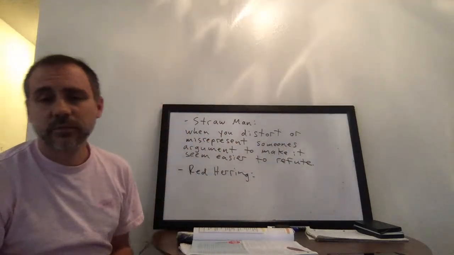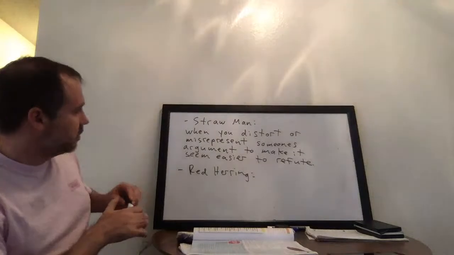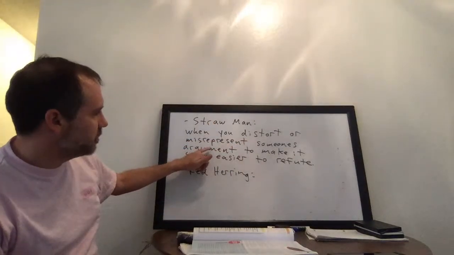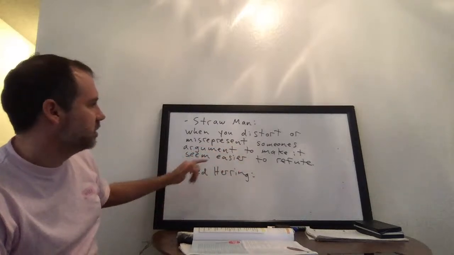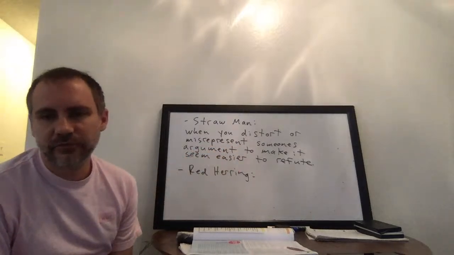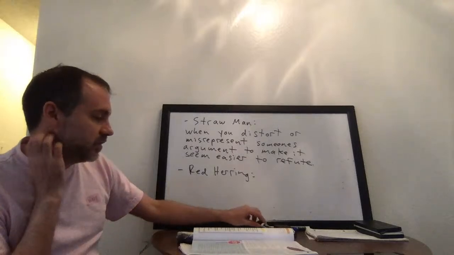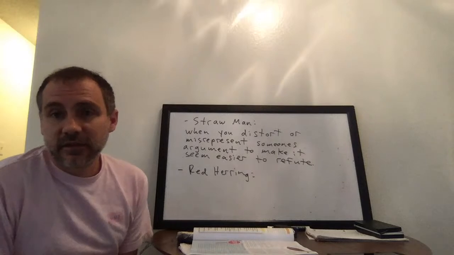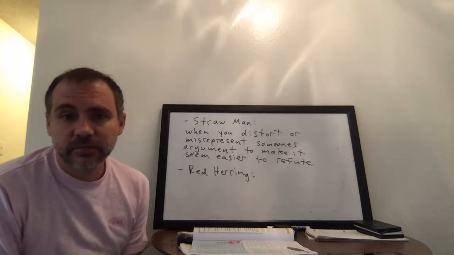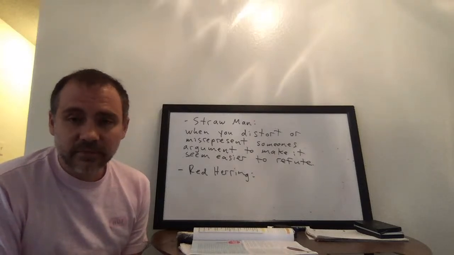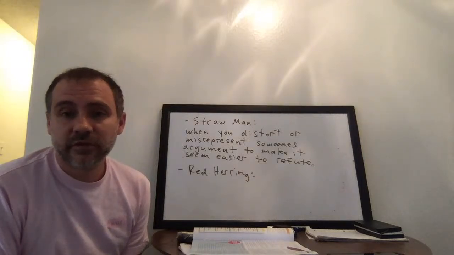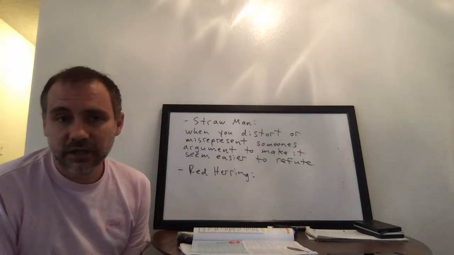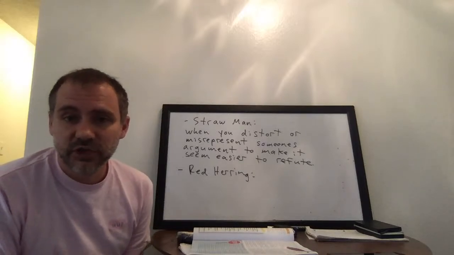Okay, I wrote it down. I'm going to read it back. It says, this is straw man, when you distort or misrepresent someone's argument to make it seem easier to refute or to reject. Okay, so sometimes when a person gives an argument to somebody else and then this other person does not agree with the conclusion, they can sometimes misrepresent the original person's argument so that it sounds ridiculous or over-exaggerated and therefore easily rejected.